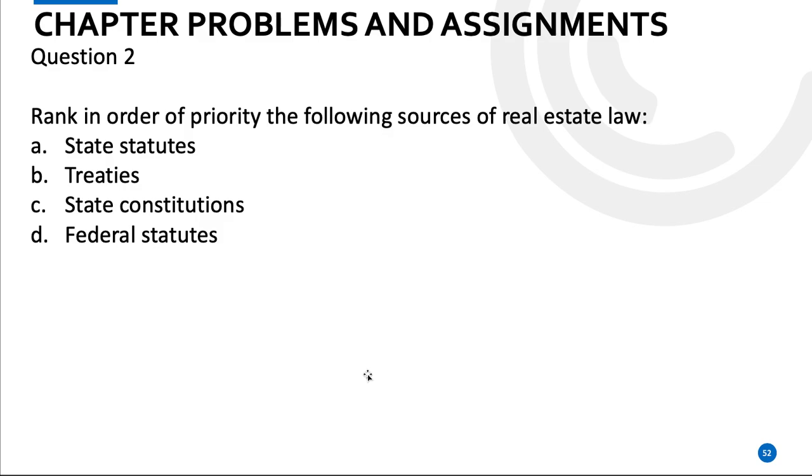Question 2. Rank in order of priority the following sources of real estate law. So state statutes, treaties, state constitutions, federal statutes. And then if you added in the U.S. Constitution in there, if you added in federal regulations, where do all of those fall?